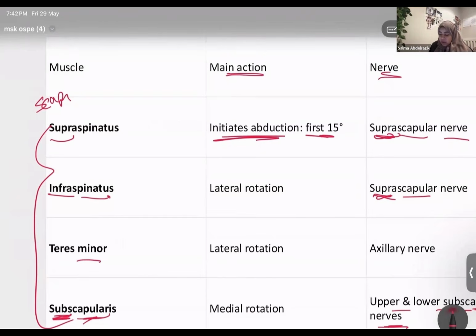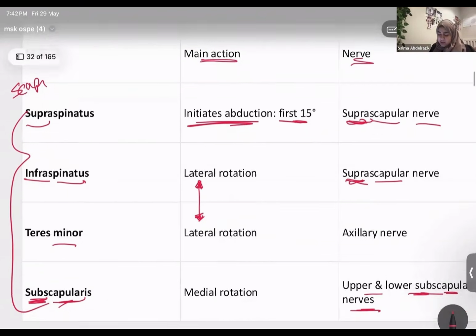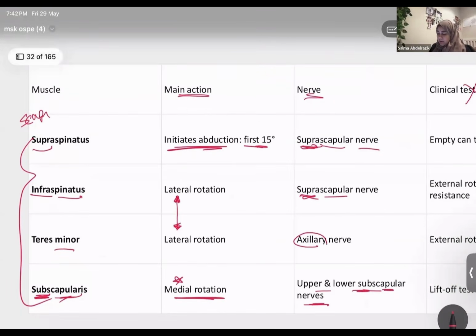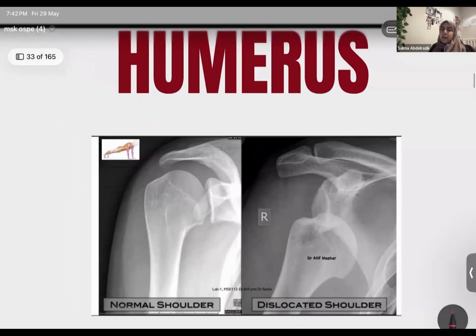Infraspinatus and teres minor are lateral rotations. I remember in my head last year, I was like, these are the only things that do lateral rotation. Don't follow me, there's probably more, but in my head, it just made sense. Infraspinatus and teres minor do the lateral rotation. Subscapularis does medial rotation. Teres minor is supplied by the axillary nerve. Cool? Cool. Okay, take clinical for humerus. This is how a normal shoulder looks.